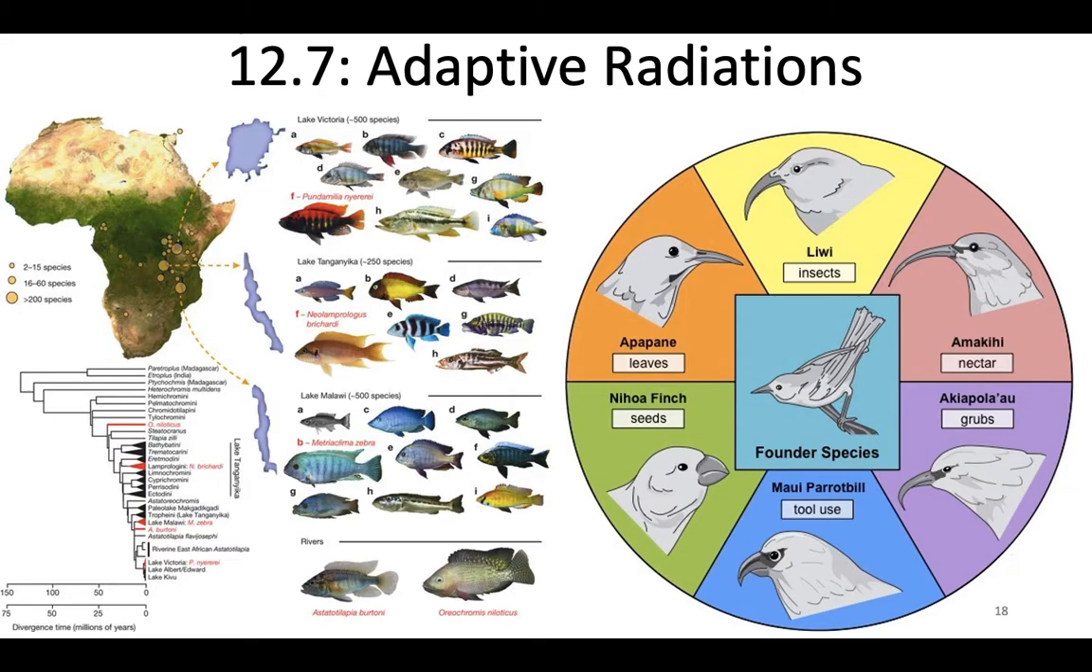The radiations in Lake Victoria and Malawi display the highest sustained rates of speciation known to date in vertebrates, because we know how old these lakes are through geological dating. They're not very old, and given the number of cichlid species they have, it is the fastest rate of speciation that is known to date in vertebrates.